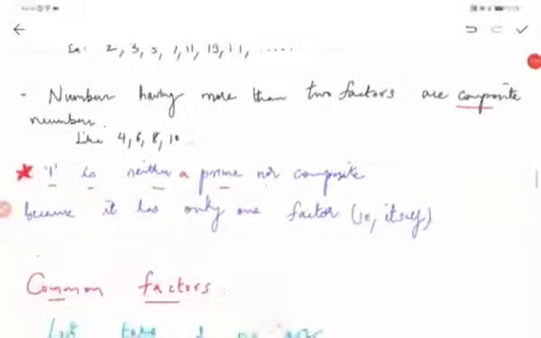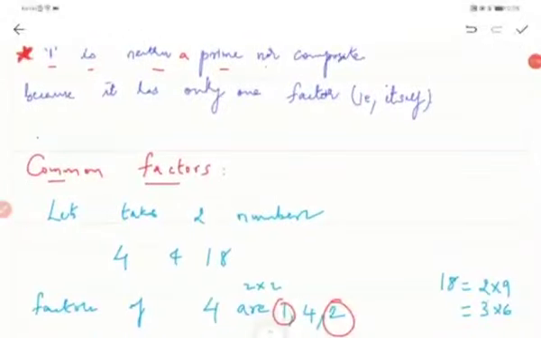Now let's have an introduction. What are common factors? The name itself makes it easy to tell. Common factors, common multiples. If two numbers are given to you, you compare those two numbers and get the common factors in them. So let's take two numbers here, like 4 and 18.